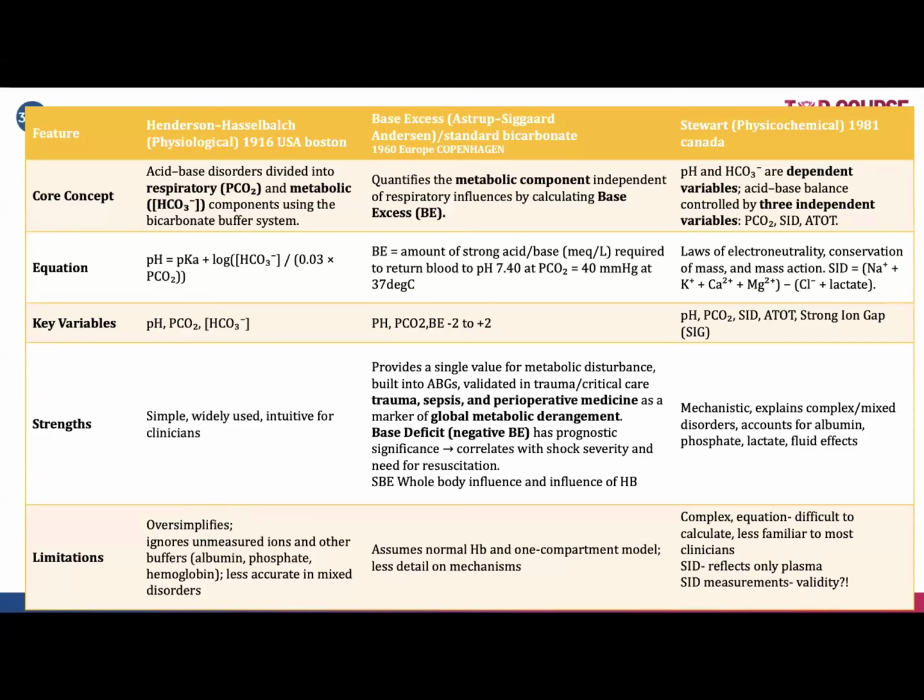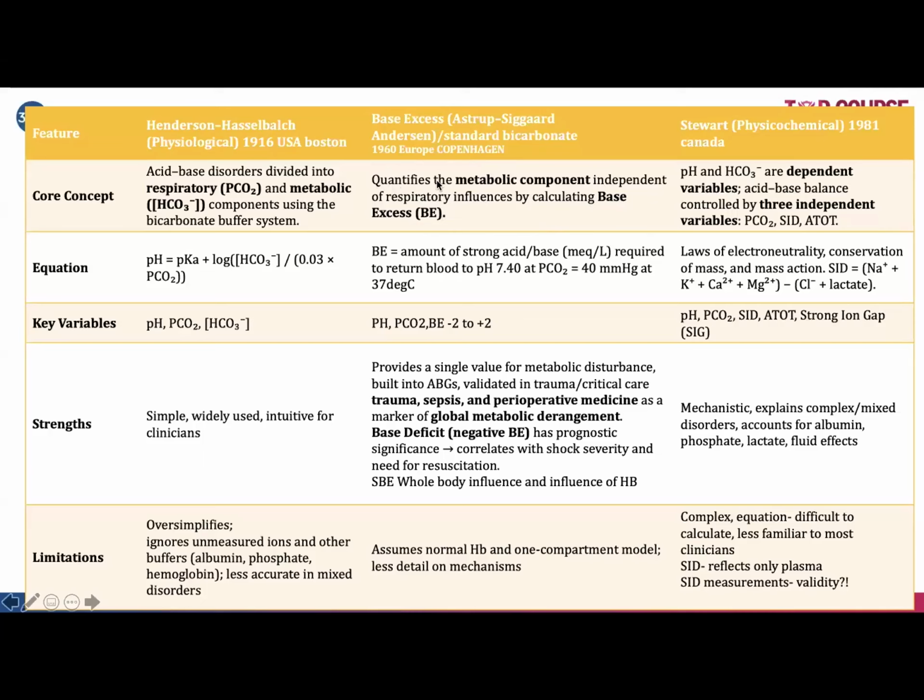It ignores the unmeasured ions and other buffers like albumin, phosphate, hemoglobin; all those buffers it actually ignores. And the cause for the acid-base disturbance, you will not be able to mention with the Henderson-Hasselbalch approach. Next is the base excess approach, also known as the standard bicarbonate approach. This was a European approach from Copenhagen, primarily used in polio epidemics. There was an issue because of the measurement of the base excess component alone, ignoring the respiratory variation.